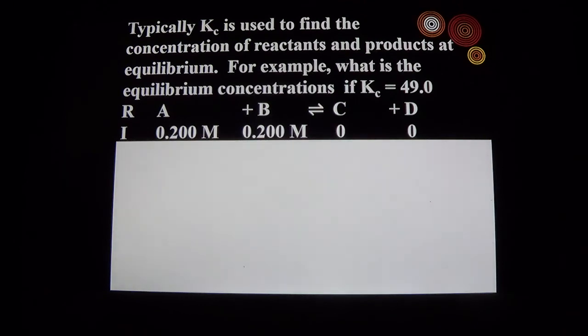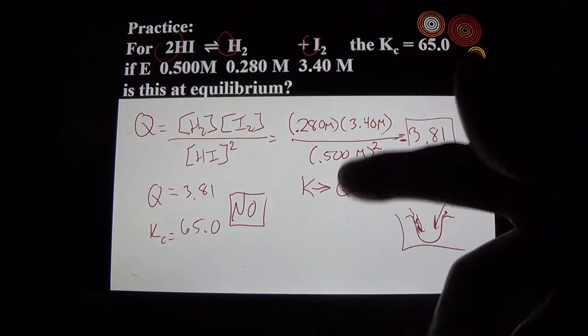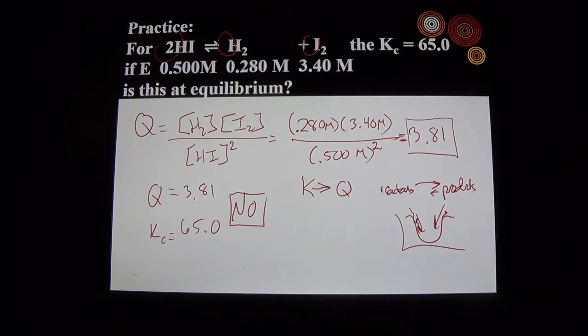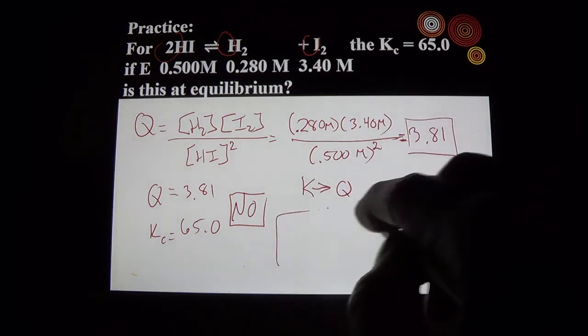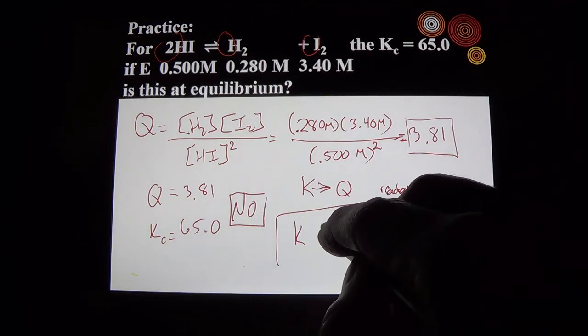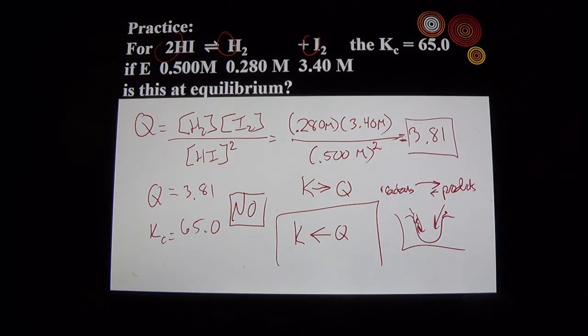Okay. Now, typically what we're going to do, that's Q, and it calculates the same as K, and it tells you if you're at equilibrium or not, or if the forward reaction needs to go faster, or if the reverse reaction needs to go faster. If Q was greater than K, hypothetically, it has already passed equilibrium, and the reverse reaction, that's capital K, is going to go faster in order to go back to equilibrium.